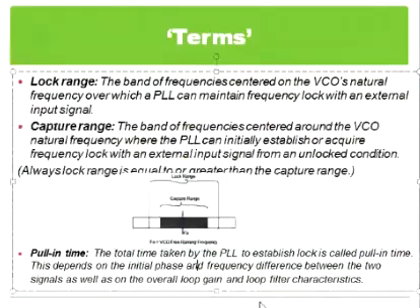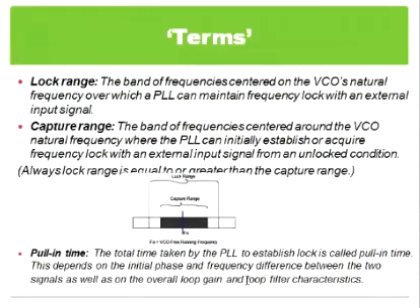PLL to establish the lock. This depends on the initial phase as well as the frequency difference between our signals, that is the input signal and the output of the voltage controlled oscillator. If there is a larger difference between these two signals, then it will take more time to establish the lock, so the pulling time will be comparatively larger. Okay, with that we'll stop here. Thank you.